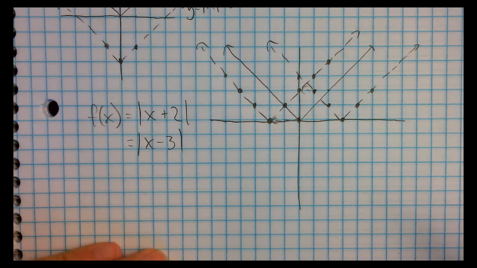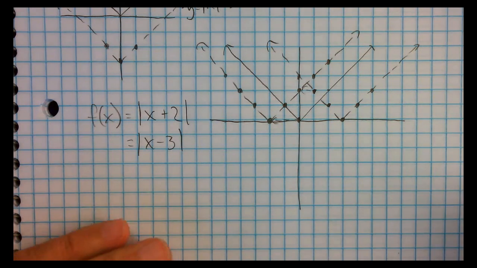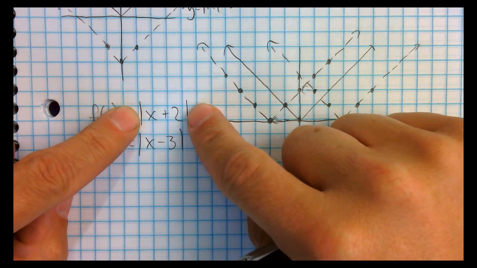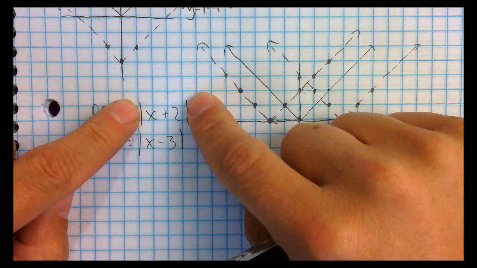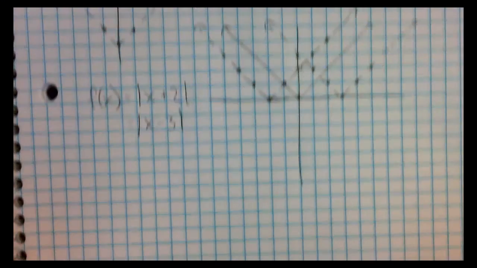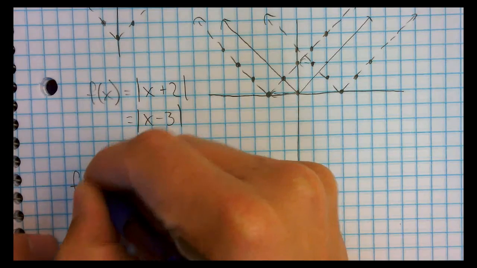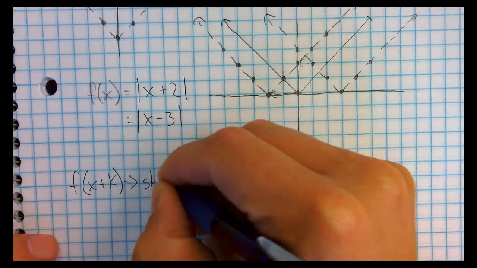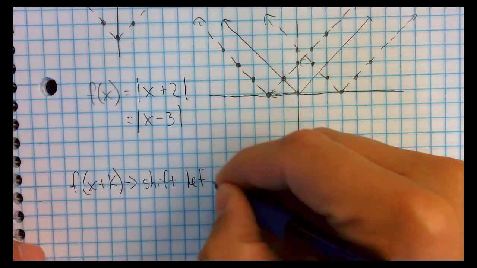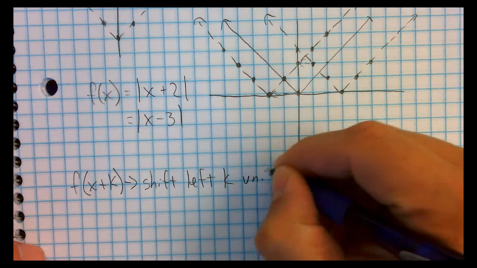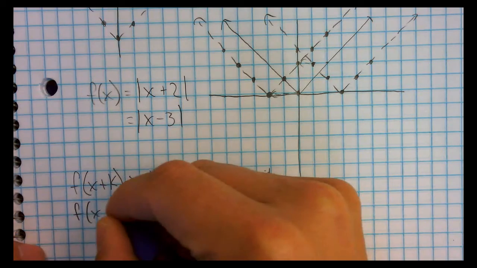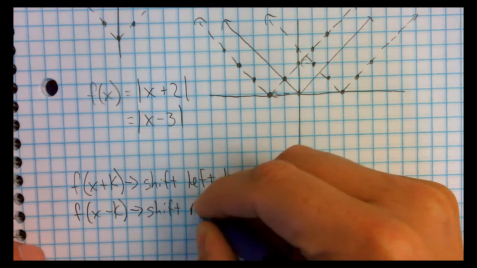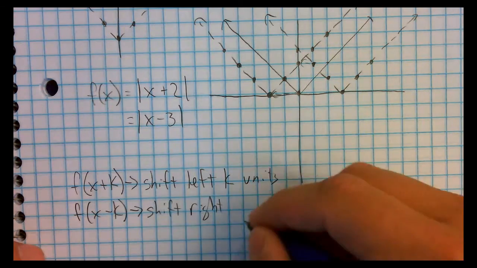So what that tells us is that adding a plus or minus inside the function, where here the function was absolute value, right? So putting a plus or minus number inside that absolute value shifts it left or right. So what we're going to say about that is that f of x plus k is a shift left k units, and f of x minus k is a shift right k units.